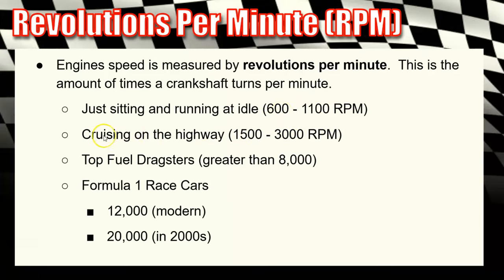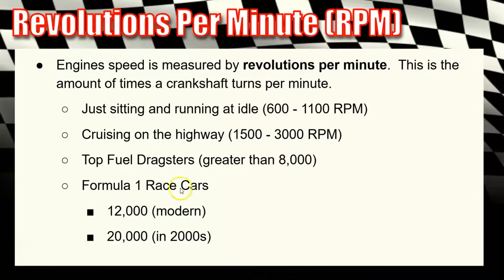Now, when somebody is cruising down the highway with a modern vehicle, you might be getting 1500 RPM or 3000 RPM depending on the vehicle. Okay, again, it depends on the design. The engineers have to figure that out to get the best fuel mileage in modern cars.